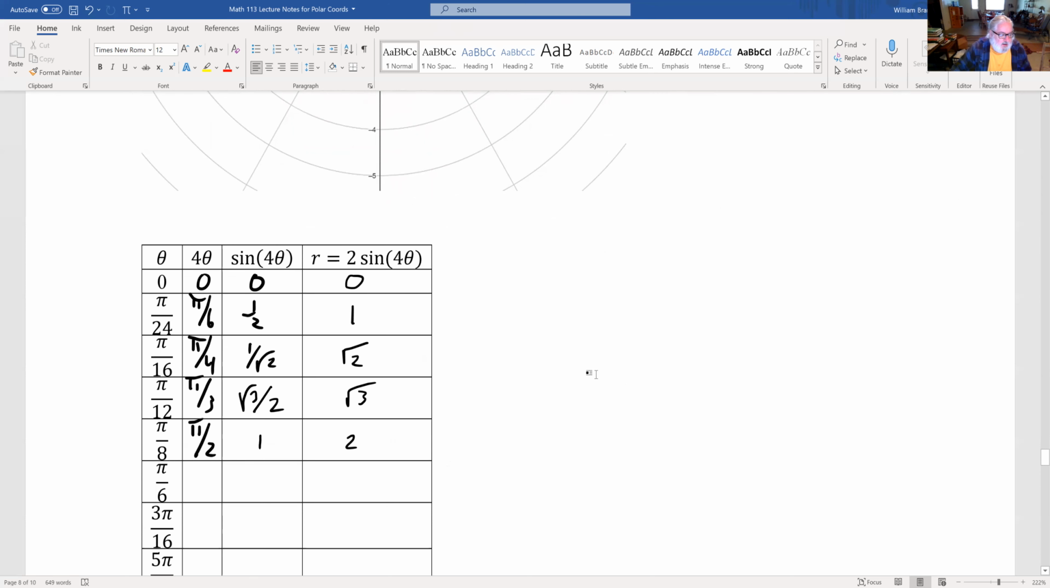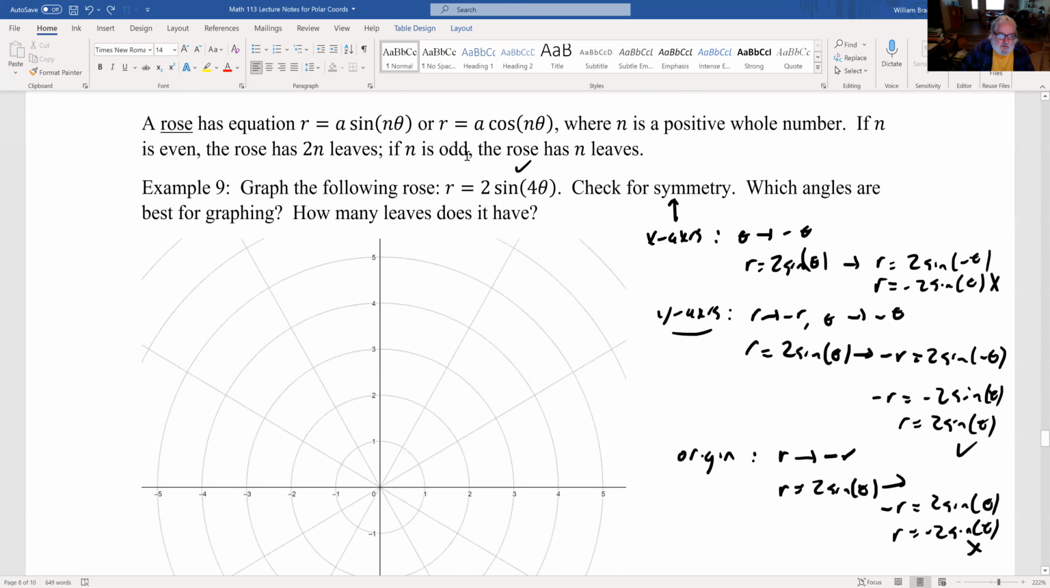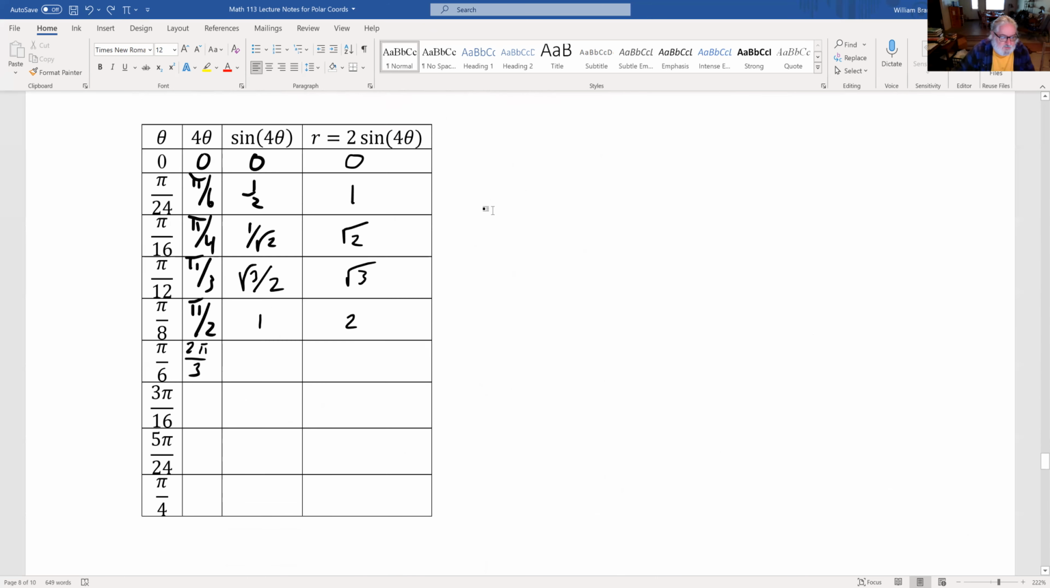So we'll finish this off to get down to pi over 4. Pi over 6 times 4 is 2 pi over 3. And the sine of that is, man, bad time for my tablet to decide not to work. Let's try this again.